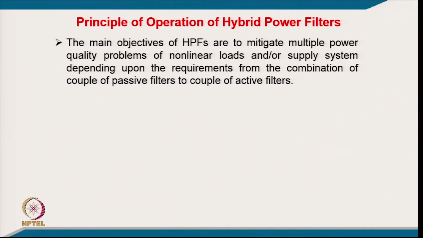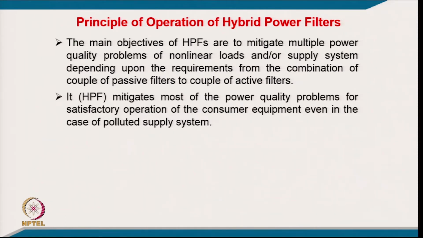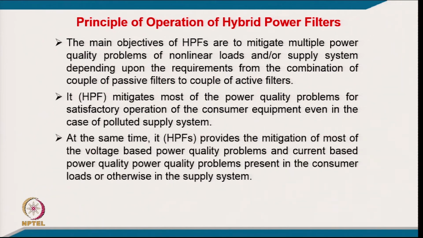Coming to the principle of operation of this hybrid passive filter: the main objective of hybrid filters is to mitigate the multiple power quality problems of nonlinear load and or supply system, depending upon the requirement, from a combination of a couple of passive filters and a couple of active filters. The hybrid filter mitigates most of the power quality problems for satisfactory operation of the consumer equipment, even in cases of polluted supply system.